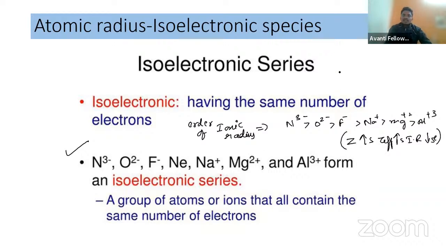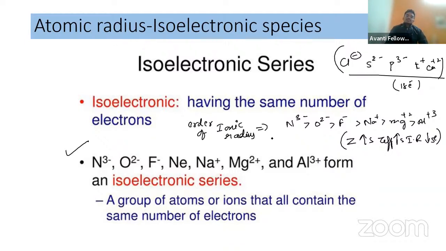Some of the other isoelectronic species are like what? Cl-, S2-, and P3-. Then K+ and Ca2+. So these all have 18 electrons, if you can see. These all have 18 electrons in the outermost shell. So these all are isoelectronic species. Simultaneously, there are some other compounds.